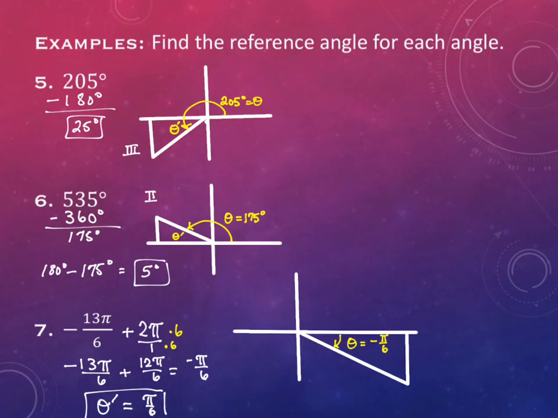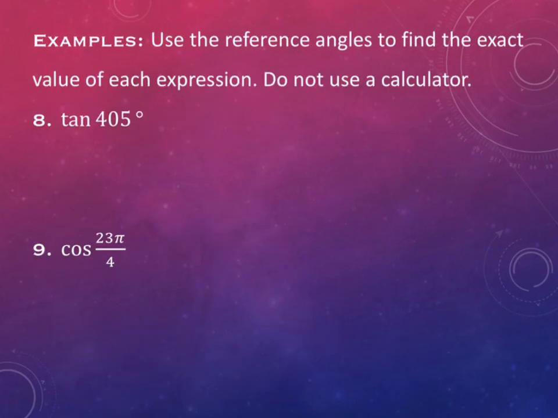All right, so we're going to use some reference angles now to make some decisions. These examples say that we're going to use reference angles, which means we have to find the reference angles, to find the exact value of each expression. It says do not use your calculator. You can check it with your calculator, obviously. A lot of the time you end up with radicals and your calculator doesn't really help you anyway in terms of giving the exact answer back.